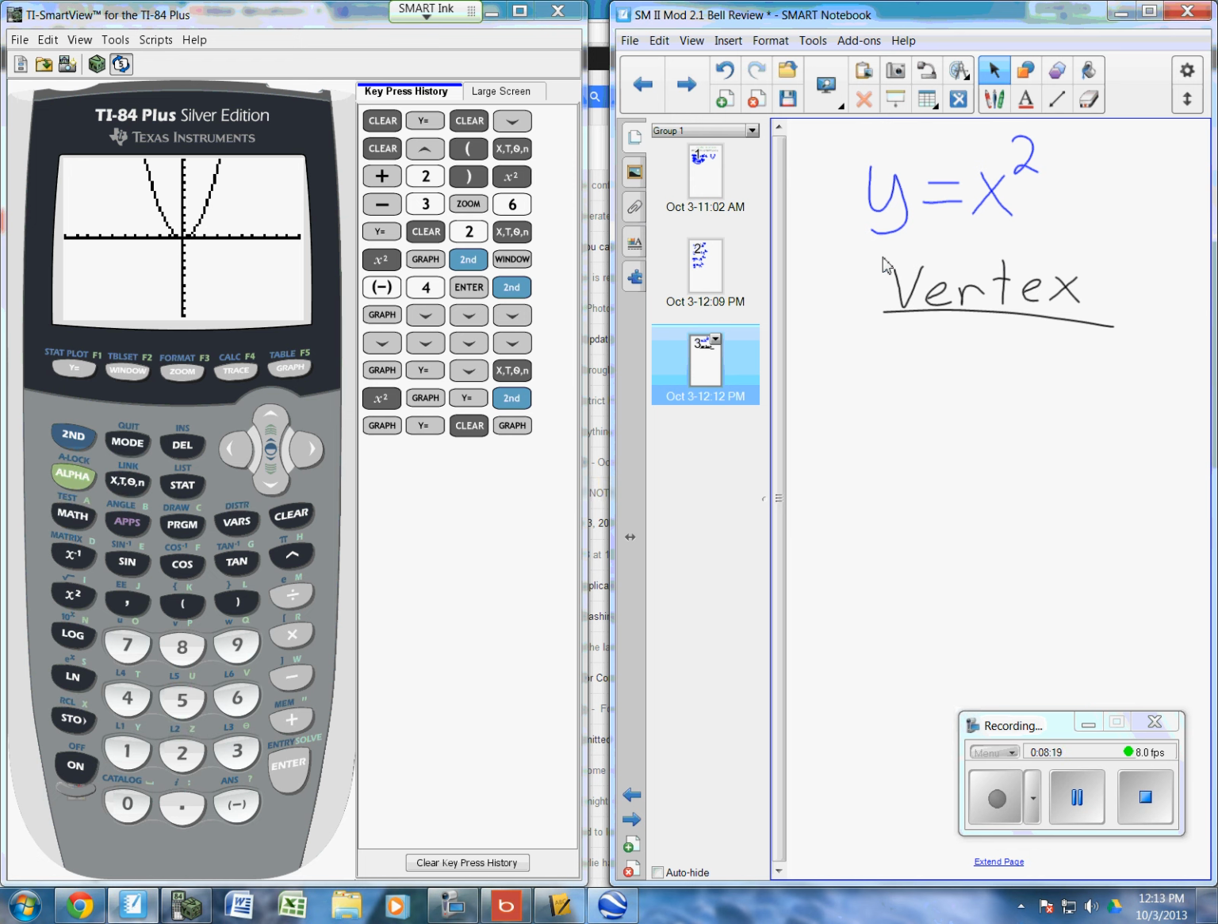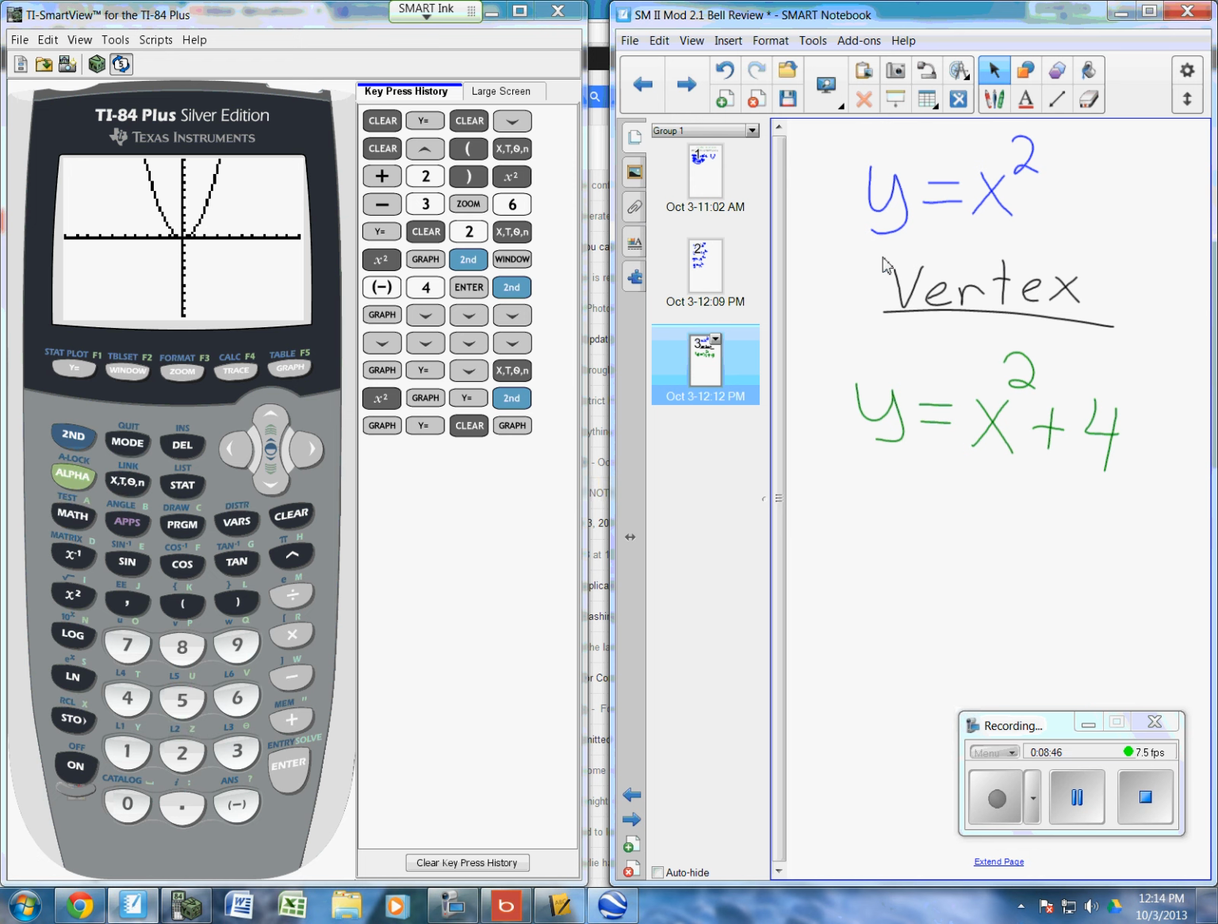So my vertex is at 0, 0. I want to see how it moves. So I want to make a prediction. Just raise your hand. Do not say it out loud, Alex. Ready? Everybody make a prediction. When you think you know where the vertex is going to move to of this one right here, raise your hand.